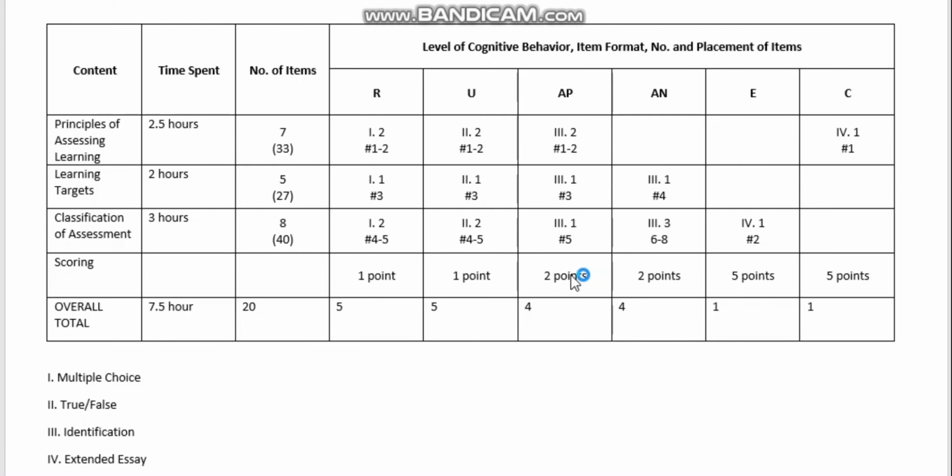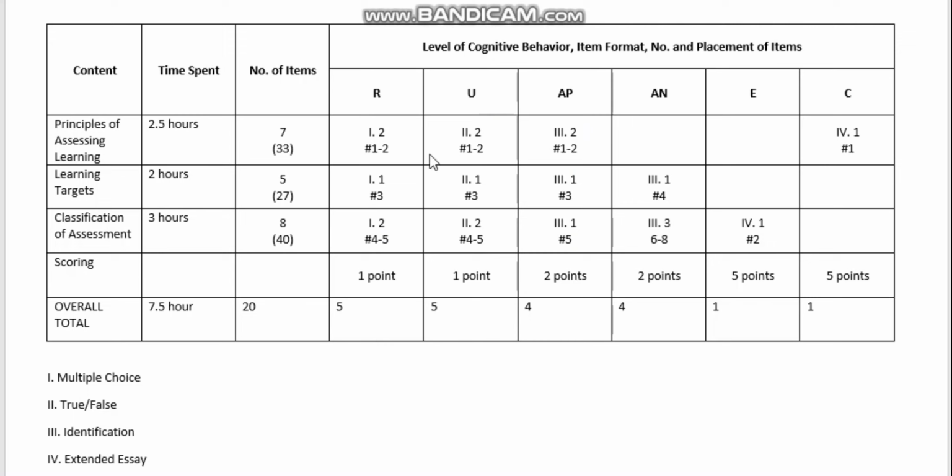Okay, now let us check if we have the proper placement of assessment. It should be that for remembering we have a total of 5 items. So we have one item, 2 items for principle of assessing learning, 1 item for learning targets, plus 2 items for classification of assessment, which is equal to 5. The same as for understanding, we have 2 plus 1 plus 2 is also 5. And for applying, we have here 2 plus 1 plus 1, which is equal to 4.